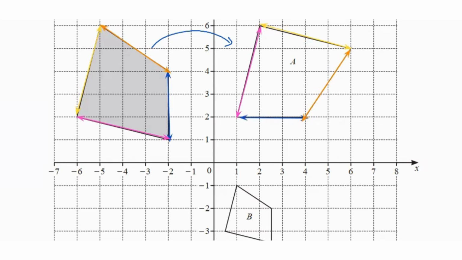So as you can see, there has been a rotation in the clockwise direction. Rotation, clockwise direction, and the rotation is of 90 degrees clockwise. And the center is 0, 0. Because if we look at the distance of this point from 0, 0, it is two units horizontally and one unit vertically. And the same point over here is now two units vertically and one unit horizontally because we have rotated it 90 degrees. So the center is 0, 0.